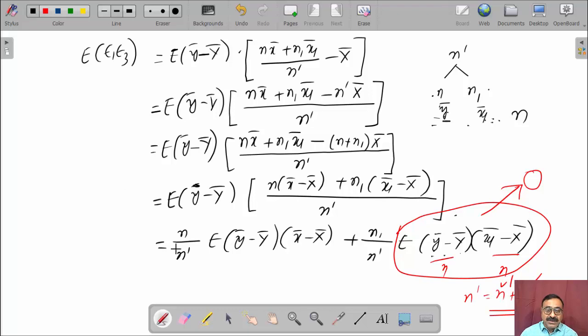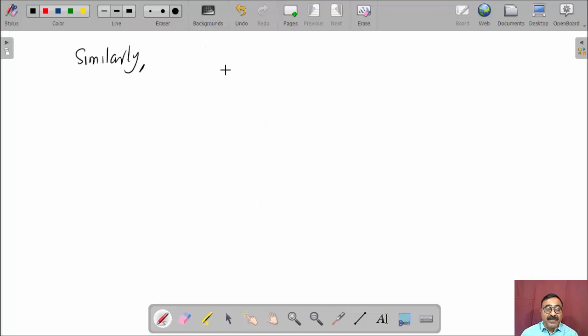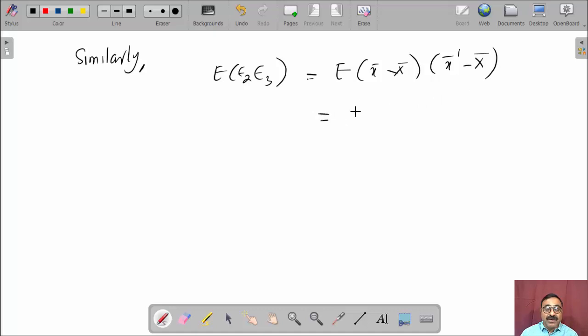Now this will be equal to n by n dash expectation of (y bar minus Y bar)(x bar minus X bar). So this will be Syx by n, so this will be Syx by n dash. Similarly, expectation of epsilon 2 epsilon 3, that is equal to expectation of (x bar minus X bar) and (x bar dash minus X bar). So proceeding in a similar manner, we can get this is equal to Sx square by n dash.